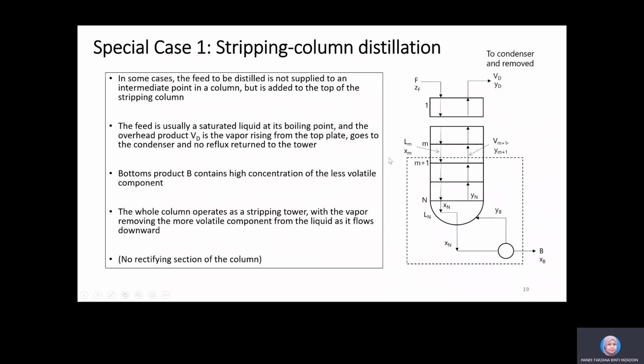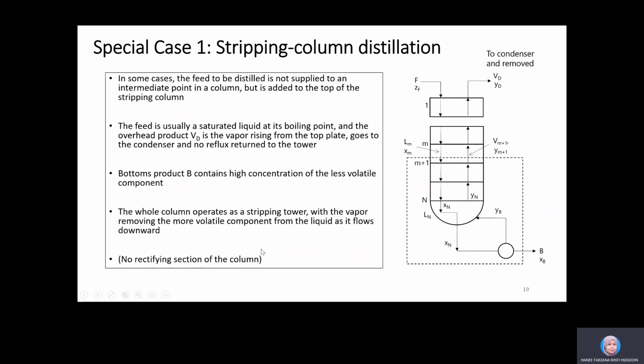That is what happens at the top of the column, and the bottom product B here contains a high concentration of the less volatile component. In this case, the whole column operates as a stripping tower, with the vapor removing the more volatile component from the liquid as it flows downward. It strips the more volatile component from the liquid flow. So there is no rectifying section, no enrichment section in the column.